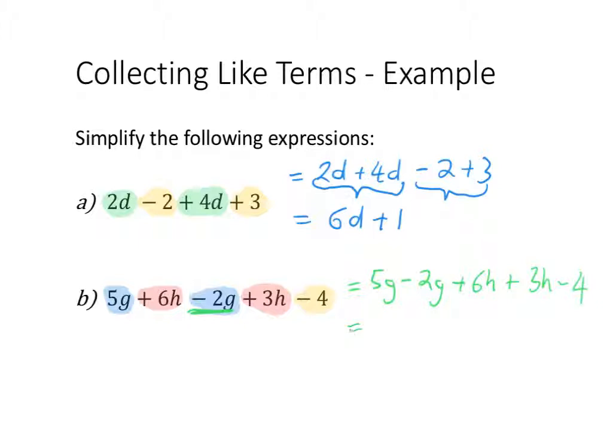So now I can go ahead and simplify each lot of my like terms that have been grouped together. So my first lot of like terms, 5g minus 2g, is going to equal 3g. Then my next lot of like terms, 6h plus 3h, is going to equal plus 9h. And then I can have a look at my number on the end, which is -4, and carry that down, so -4. So my simplified expression after I've grouped all my like terms together is 3g plus 9h minus 4.